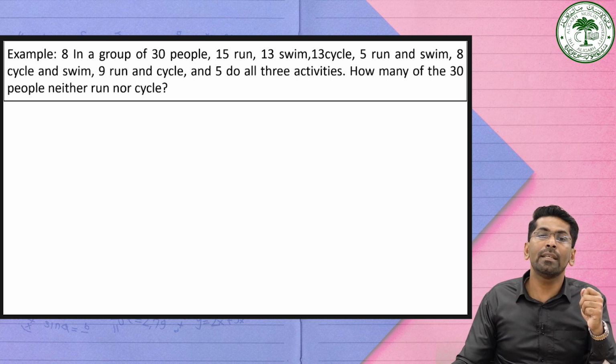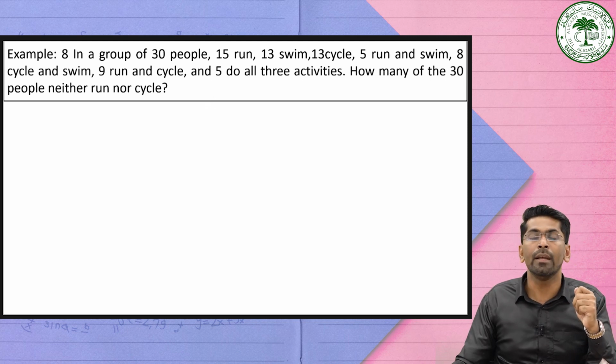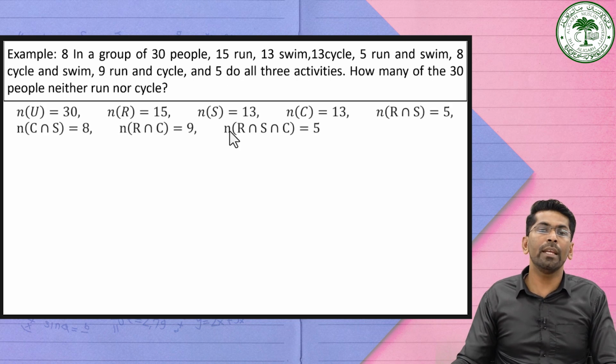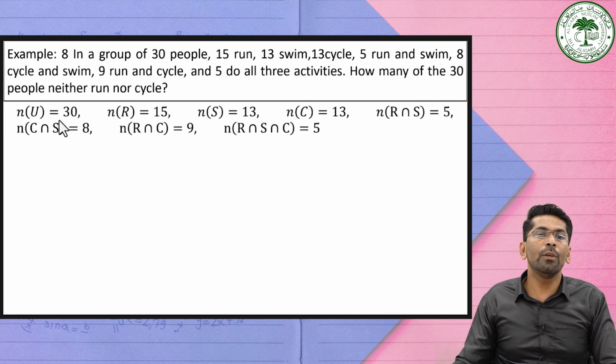Our task here is that those people who only swim also come under this particular category. So these two groups of people we want to find out. First we are going to find out those people who only swim. From the given question, what information is given here? The number of elements in the universal set is equal to 30 people, and the number of people who run is 15, swim is 13, cycle is 13, run and swim is 5, cycle and swim is 8, run and cycle is 9, and run, cycle and swim is 5.